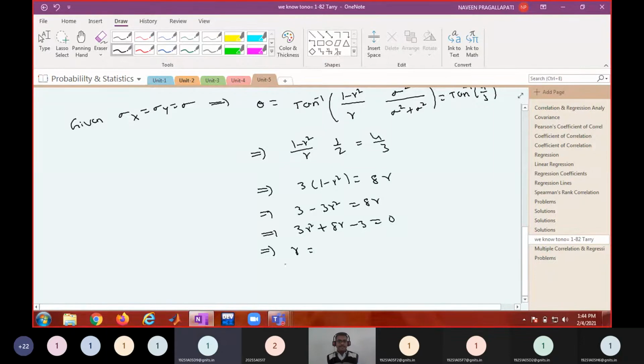One is positive, one is negative. We are getting both. But tan inverse 4 by 3 is an acute angle. Let us take it as an acute angle, or you tell both the values. One is 0.33, sir. Okay. And the other one is -3, sir. Which one is ruled out?